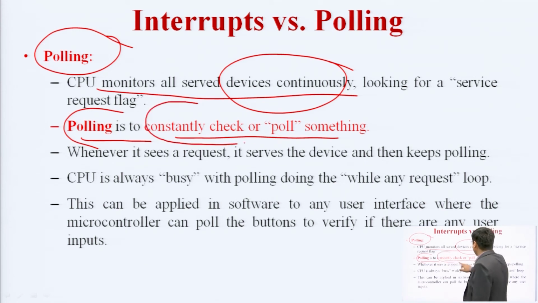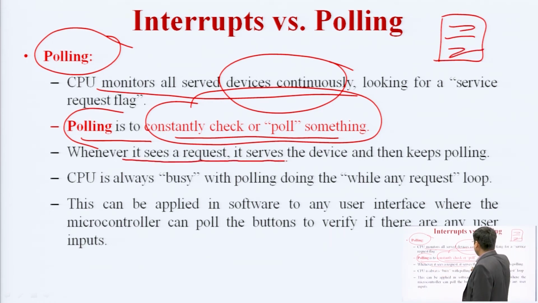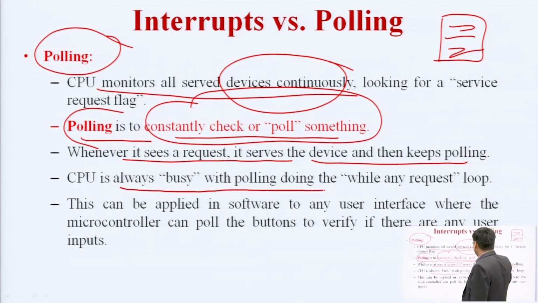So constantly we are checking whether there is an input or output at the microcontroller chip. Whenever it sees a request, it serves the device and then keeps polling. So polling is to continuously check the input output pins of the microcontroller, if something has arrived or not. This will decrease the efficiency of the CPU. The CPU is always busy with polling, doing the while any request loop.